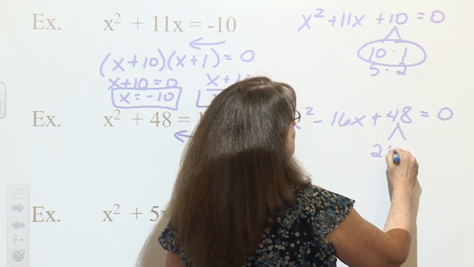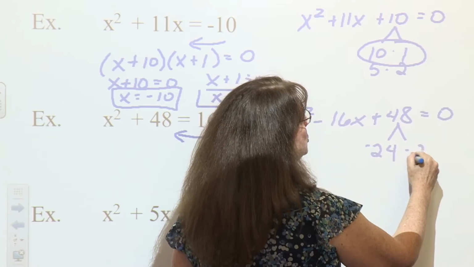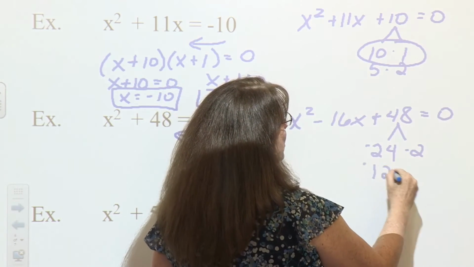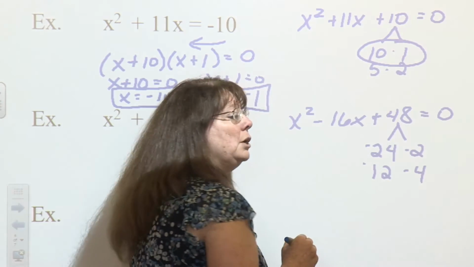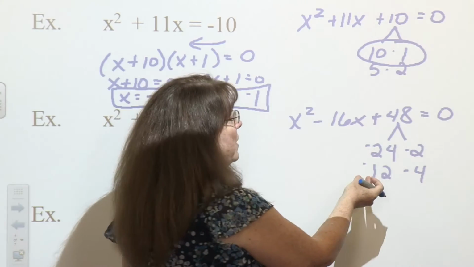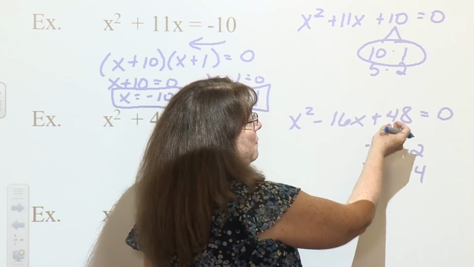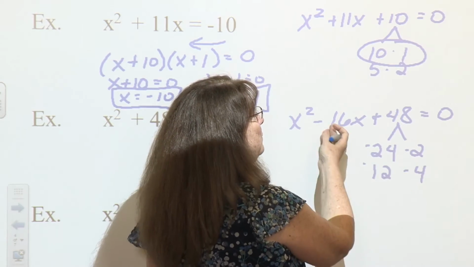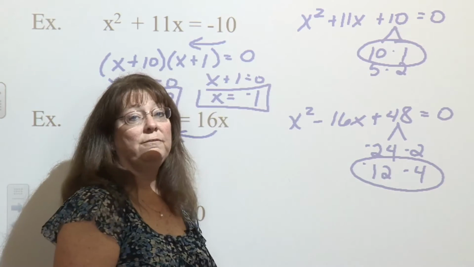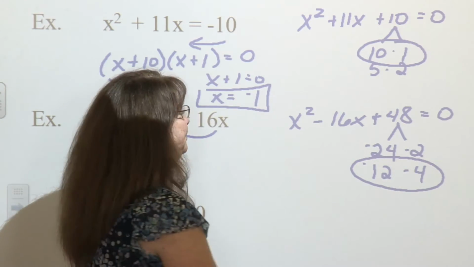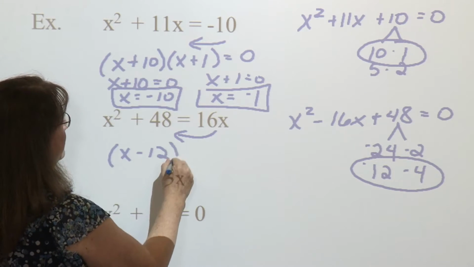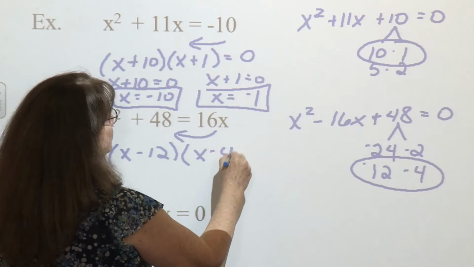So if I'm looking for some values for 48, you might come up with all kinds. 48 and 1, 24 and 2, 12 and 4. You're going to keep going until you find two factors that multiply together to give you that 48 and add together to give you the negative 16. Looks like this time we found negative 12 and negative 4. So for our factors, we'll be using x minus 12 and x minus 4.